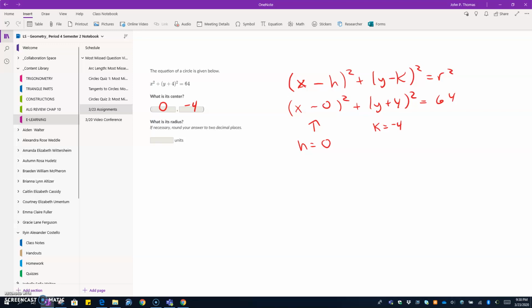Then it asks me for the radius. So this is our r squared. So we're looking at r squared equals 64. Square root of both sides, r equals 8. So our radius on this problem would be 8.